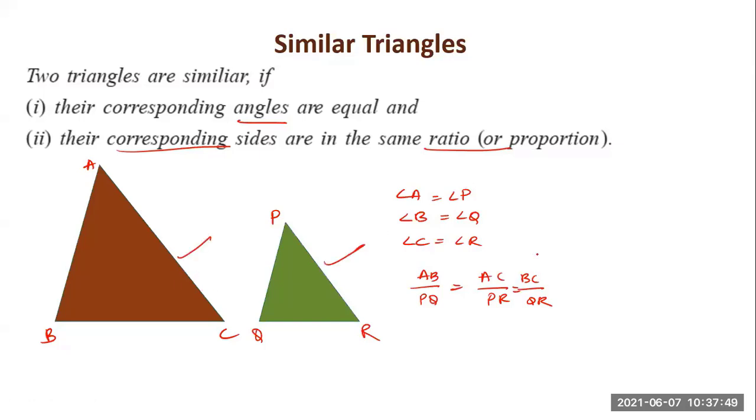If these two points are true, then the triangles are similar. If the triangles are similar, then these two points are true. So you need to remember that. Clear?